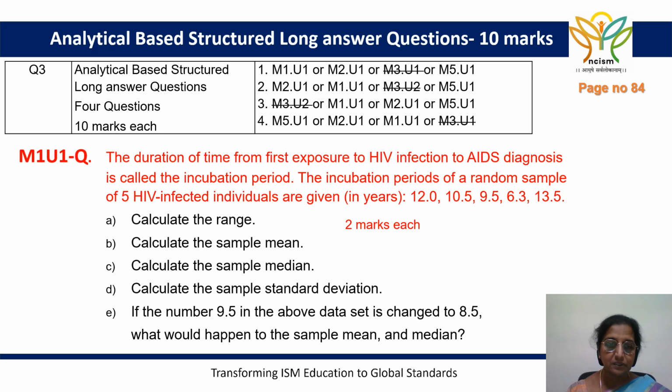There are 5 questions asked for the above problem. First one, calculate the range. Second one, calculate the sample mean. Third one, calculate the sample median. Fourth one, calculate the sample standard deviation. Coming to the last question, if the number 9.5 in the above data set is changed to 8.5, what would happen to the sample mean and median? If they answer correctly, give 2 marks each.